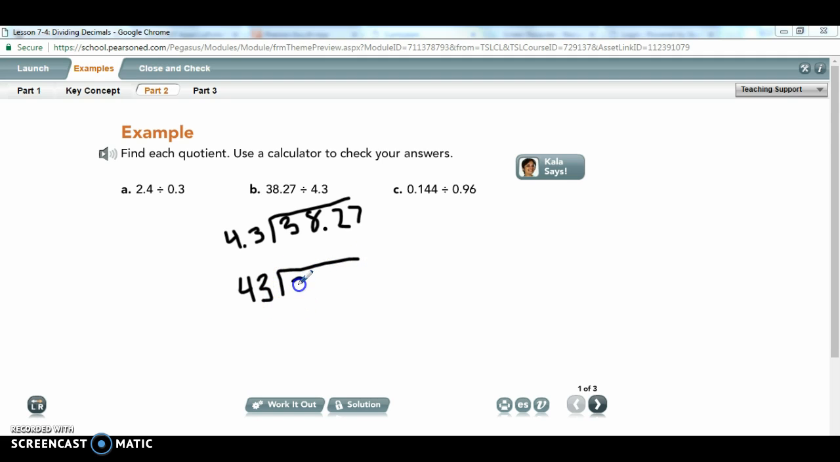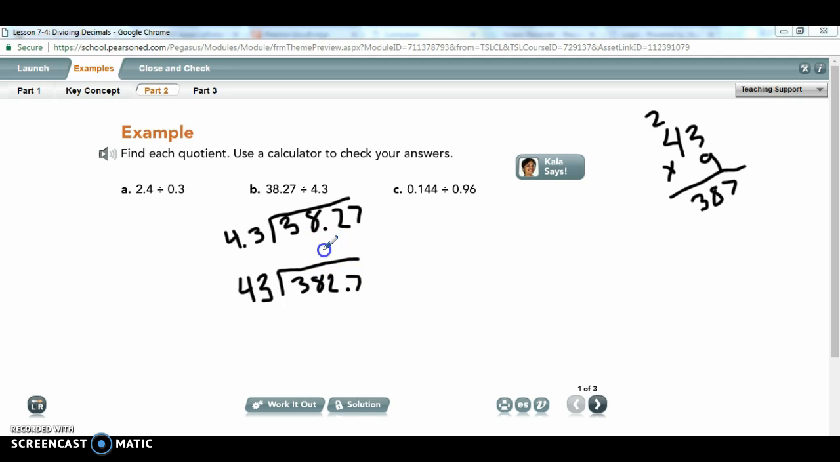So in my other number, I want to move it to the right one time, which makes it 382 and 7/10. I then want to figure out how many times 43 goes into 382. I estimate. I know that 43 times 10 would be 430, so that's too many. So I'm going to guess the number 9. If I multiply 43 times 9, I get 387. That number is very close to 382, however, I went over.